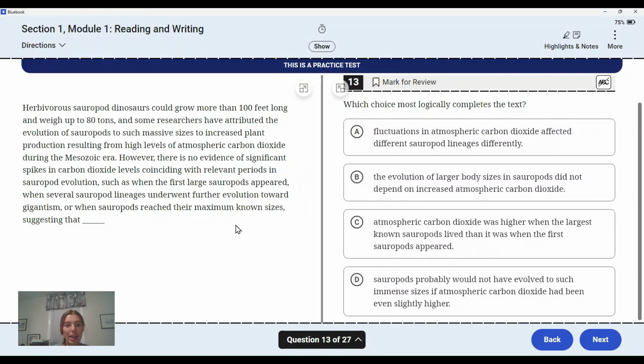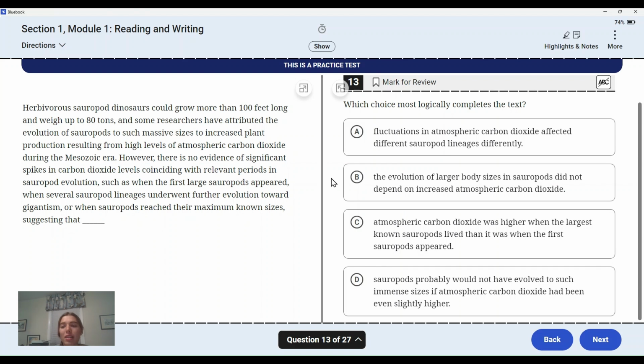Generally, it seems to indicate that there really isn't a strong correlation. It says that there's no significant evidence that spikes in carbon dioxide levels coincide with relevant periods of sauropod evolution. So the original hypothesis or thought the researchers were thinking has kind of been proved incorrect. So you're going to look for something along those lines in the answer choices.